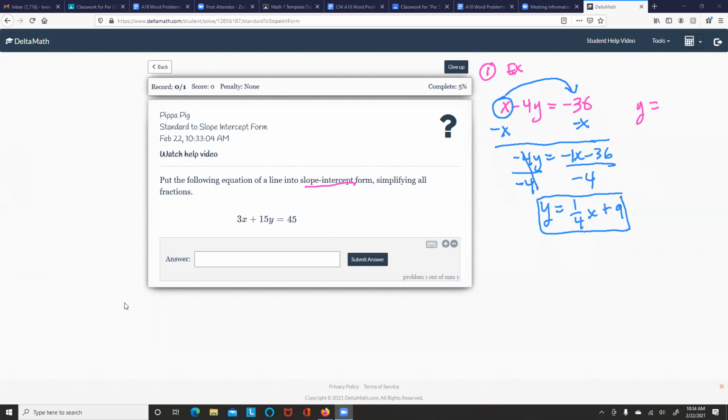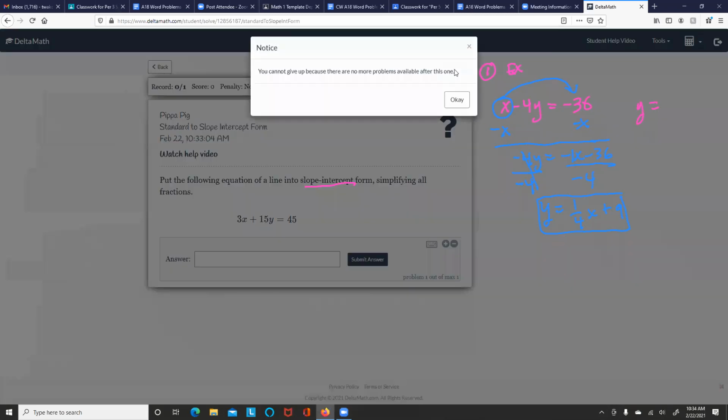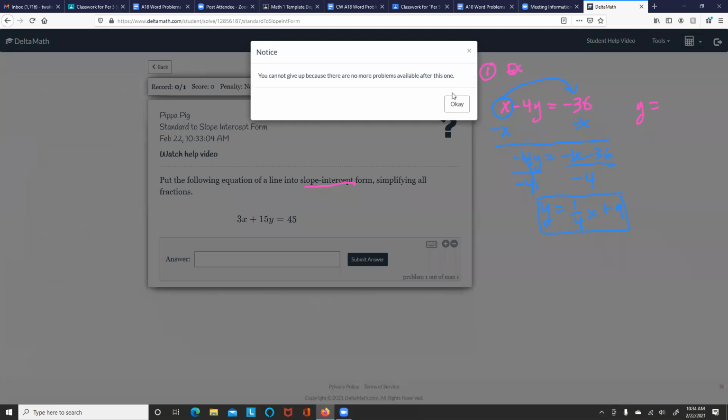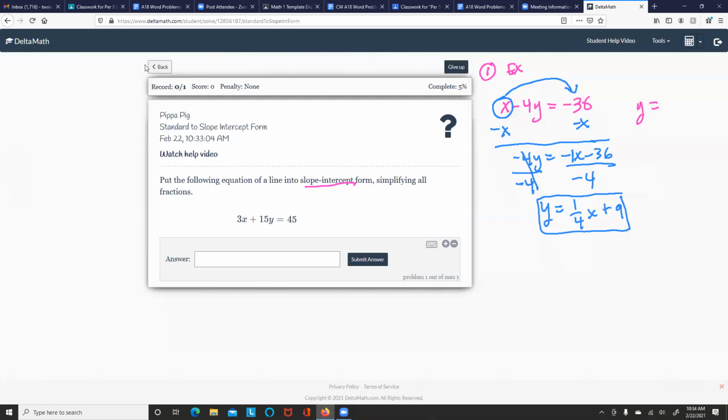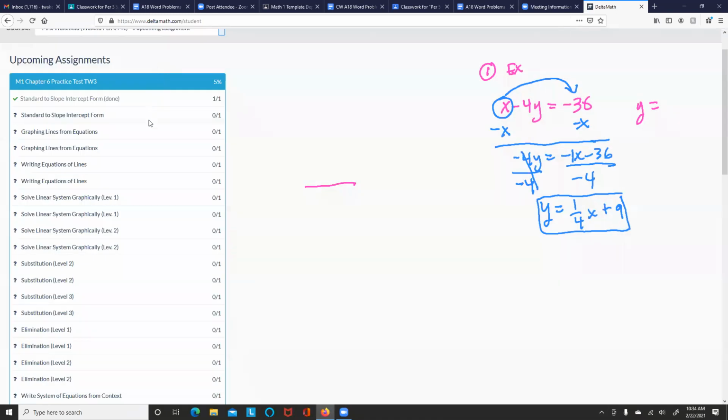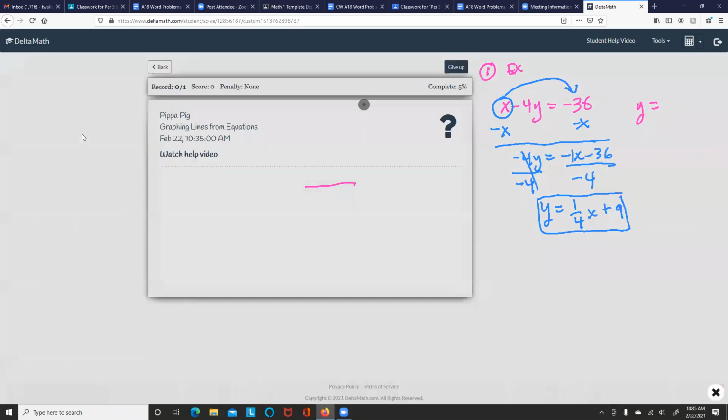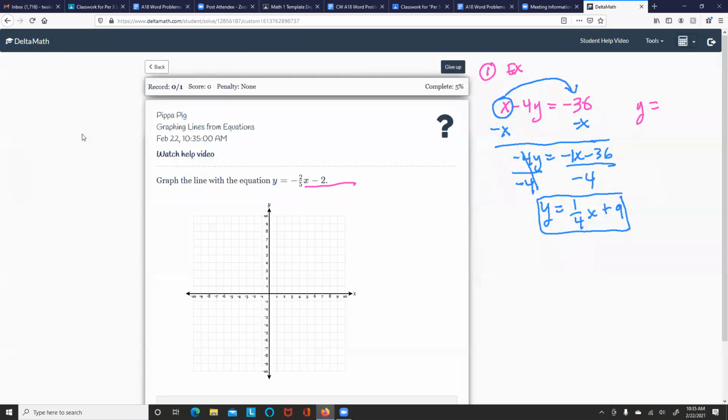Okay, guys, you should be done, right? It's a pretty easy problem. So let's move on to the next one. I'm going to put give up, but I just don't want to display the answer. After you finish, it should tell you the answer and stuff like that, actually. I need to go back instead of give up. Okay, so that one we did. Now we're going to graphing lines from equations. Okay, so the third one.